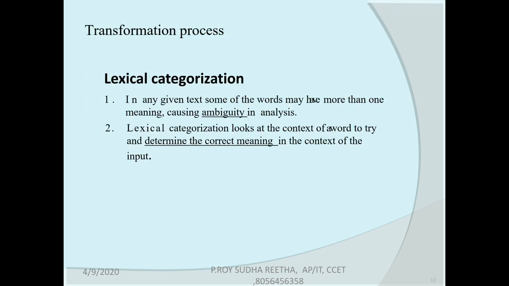And lexical categorization. Lexical categorization is also one of the transformation processes. It mainly looks for ambiguity or errors in the analysis. It is a way to determine the correct meaning in the context of the input. Out of all the input given, it finds the correct meaning of the given input.